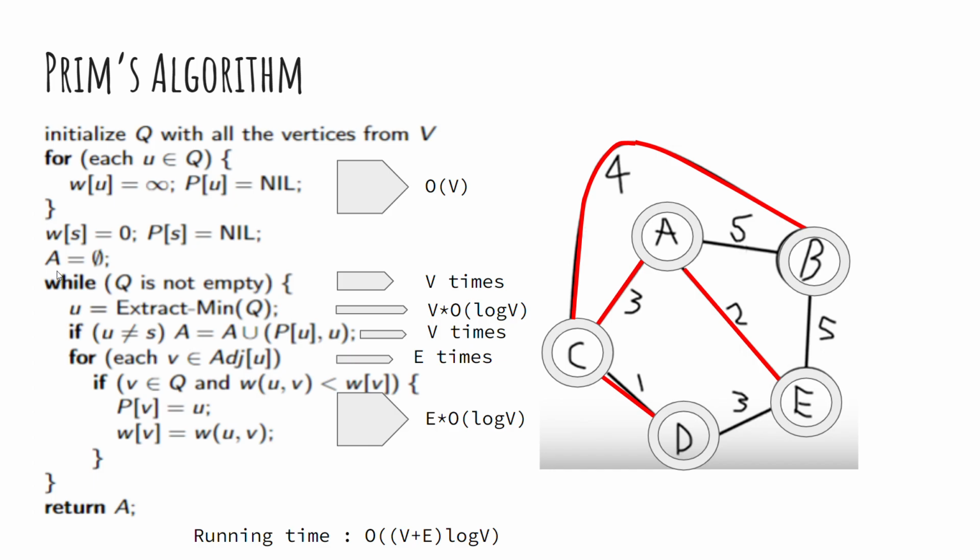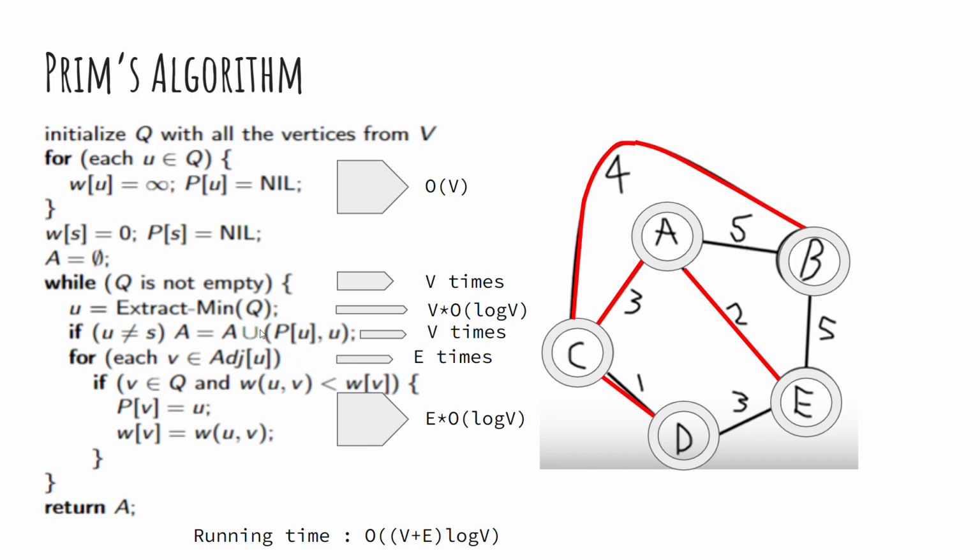And then we have A equals null, and so A is basically a sort of cloud of the currently discovered vertices. And then while Q is not empty, we will extract the minimum from Q. So U is basically the minimum edge we find, and then if U is not equal to S, we'll say A equals A union the cloud. So we'll add this edge to the cloud of vertices we have already found.